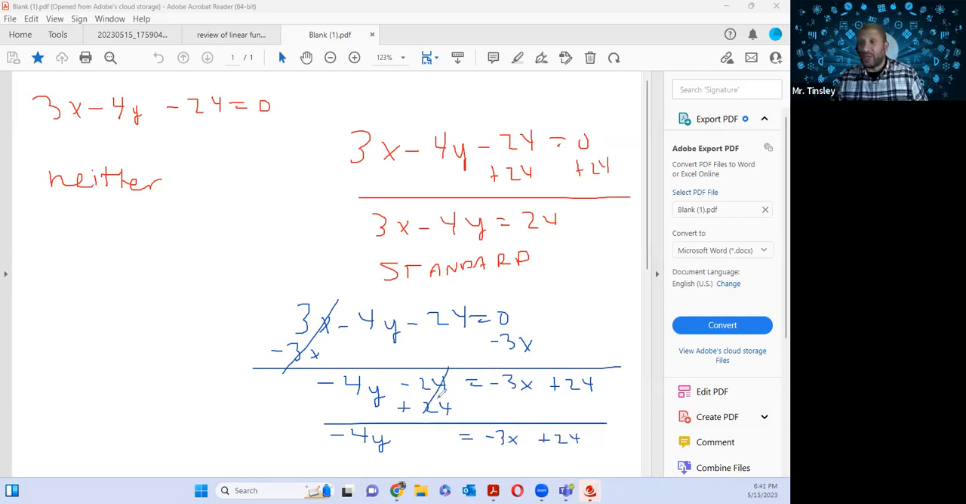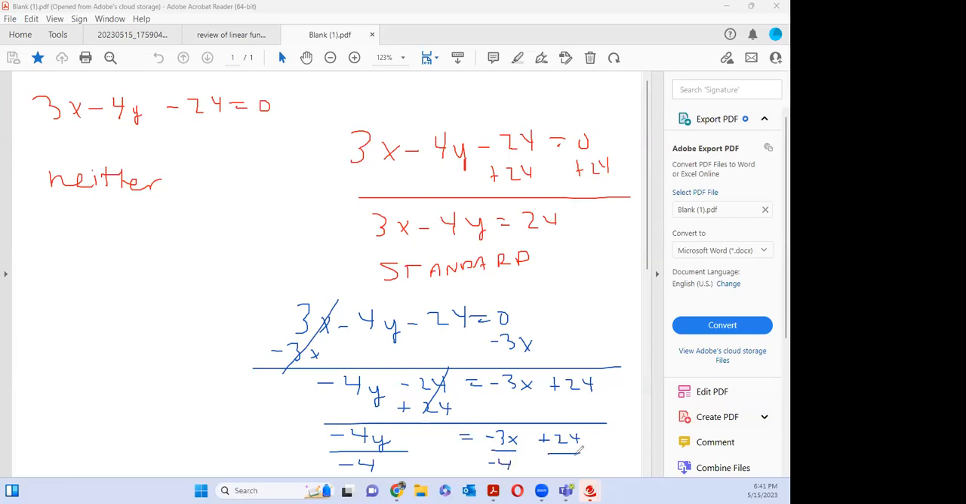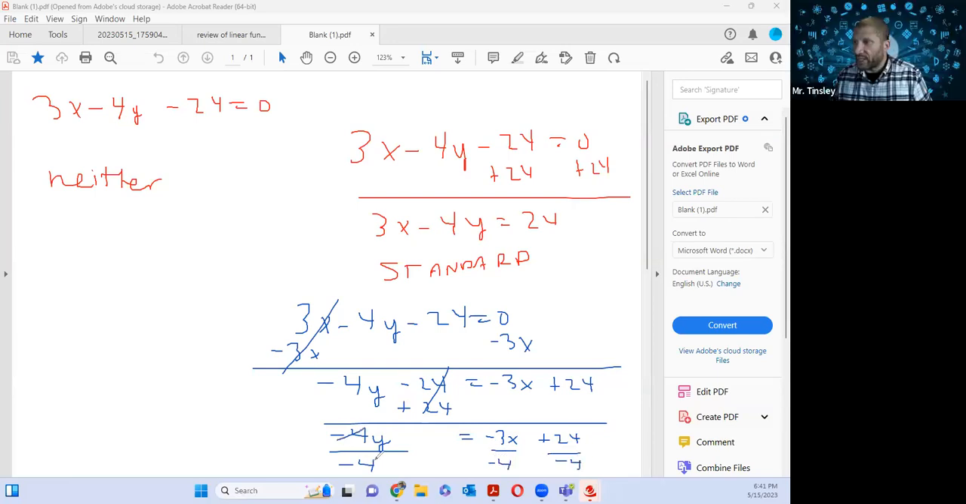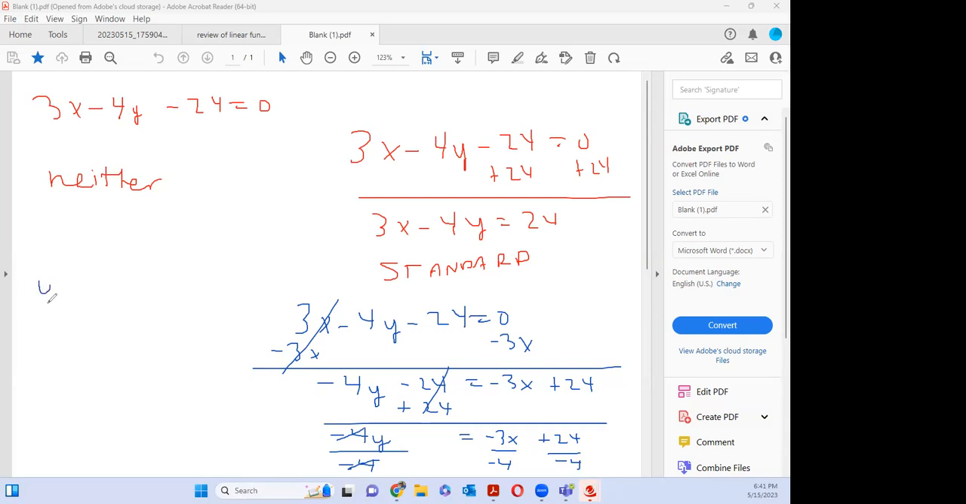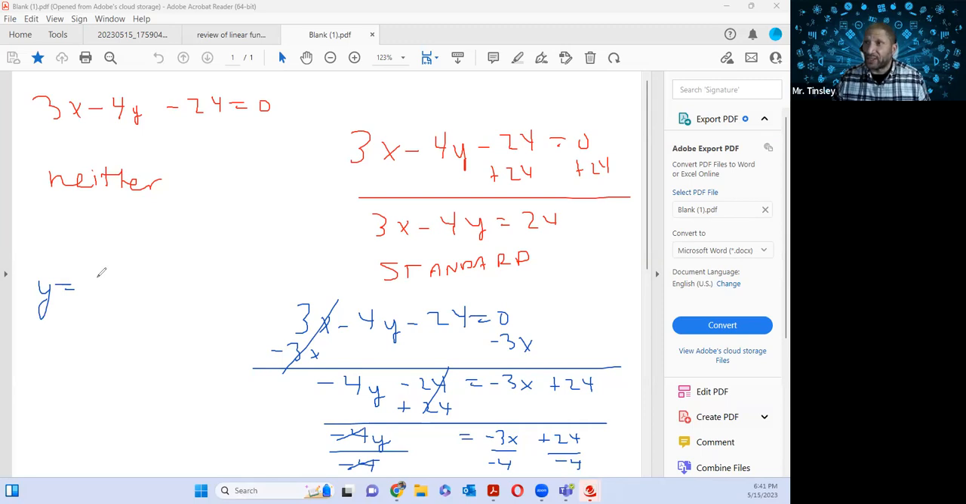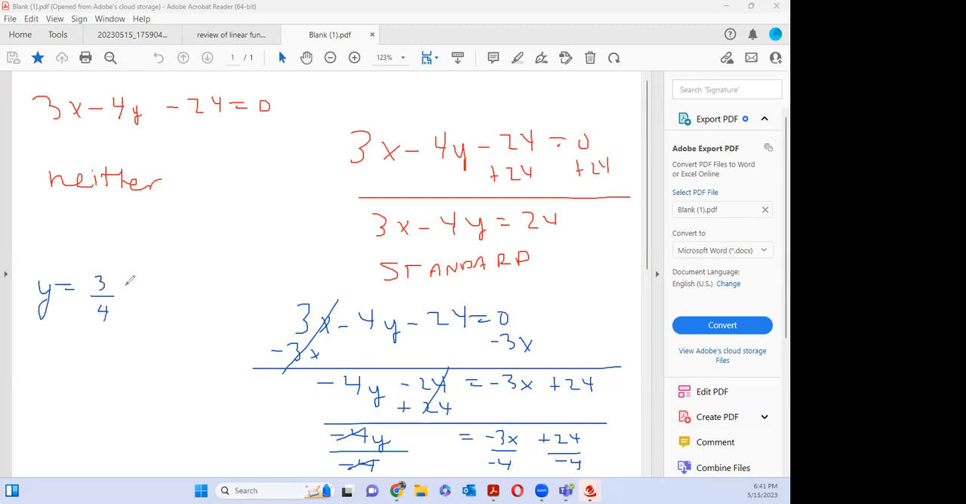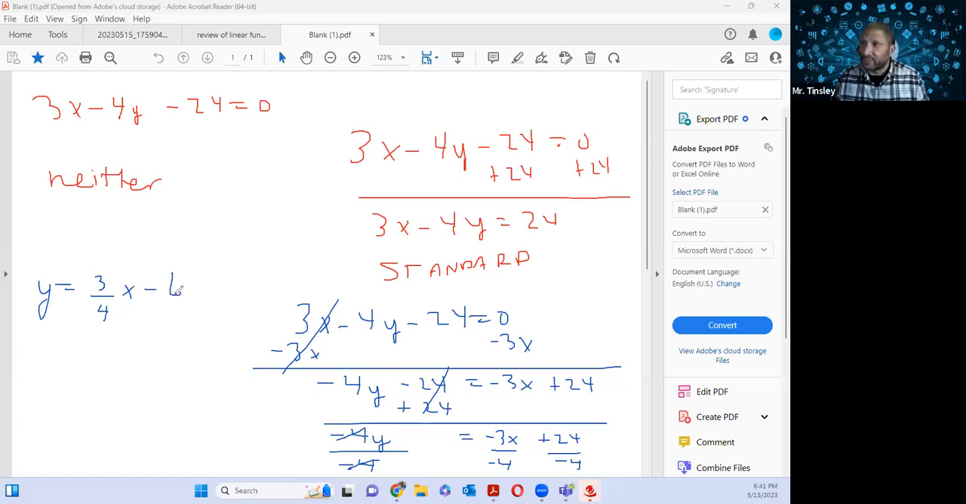The y is still not by itself. I need to divide by -4. Since these are not like terms, I need to divide each term by -4. The -4's cancel. I've got to move over here, I apologize. y equals, a negative over a negative makes a positive, and a positive over a negative makes a negative.